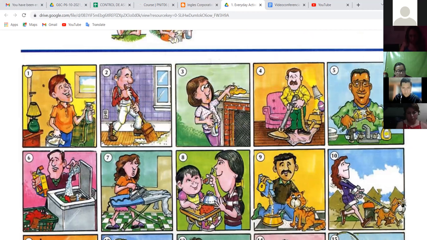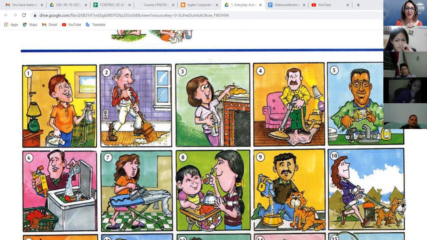You can make negative sentences. También pueden ser negativas. Okay, Carlos. Yes? Teacher, I am here. Ya estoy acá en la casa, pero... Okay. La cámara no me funciona. I remember you told me yesterday. So, Carlos, make one sentence with any of them. Si no hizo nada de eso, puede hacerlo de manera negativa.